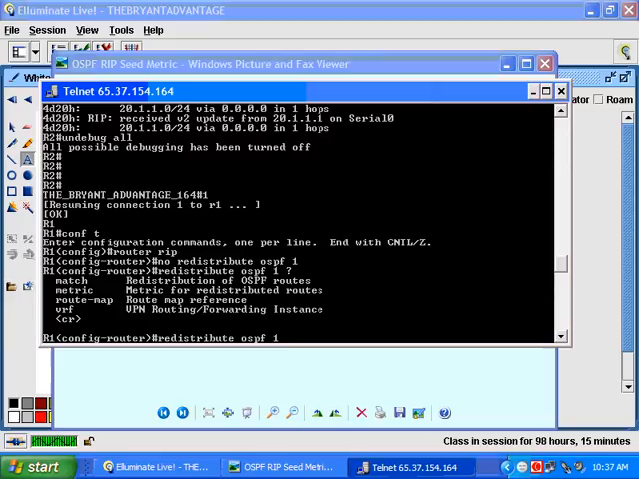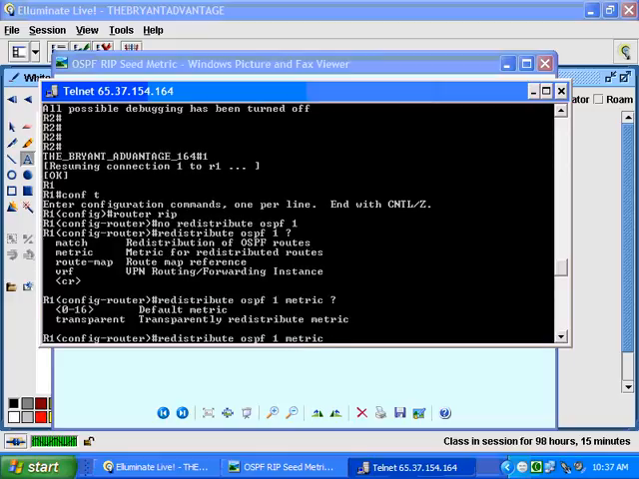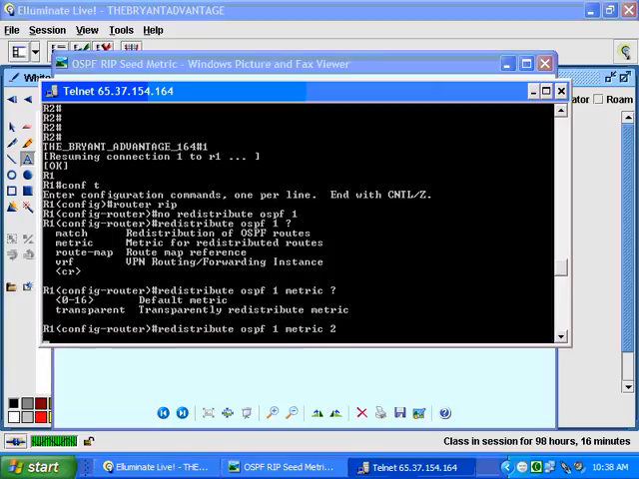Well, what we're going to do is set the seed metric for redistributed routes. And you can see now that the default metric, the seed metric that we're setting, has a value of 0 through 16. We obviously don't want to set it to 16 or bad things are going to happen since this is RIP. We're going to give it a seed metric of 2, just like we saw in the diagram.